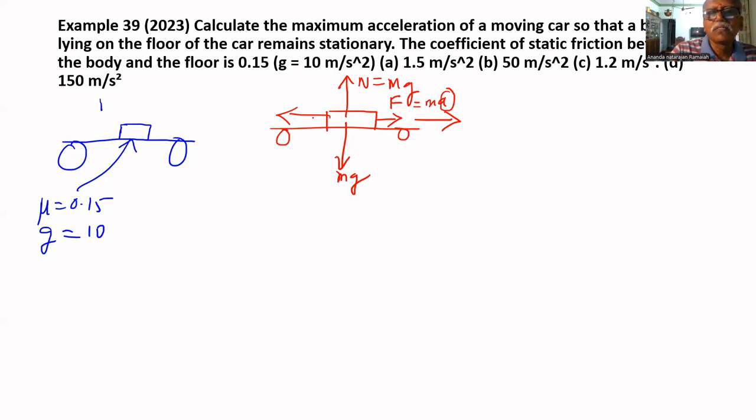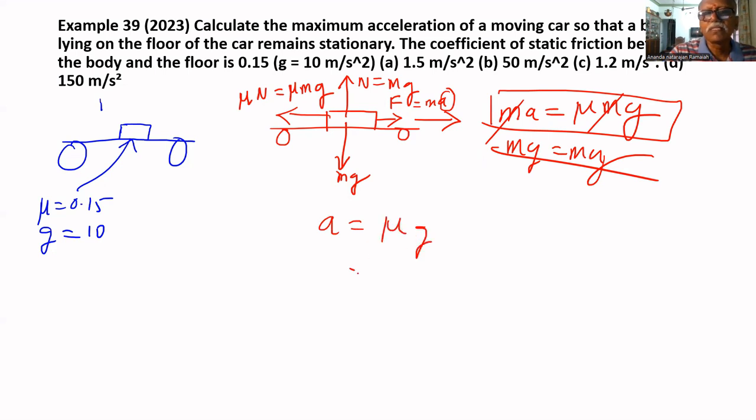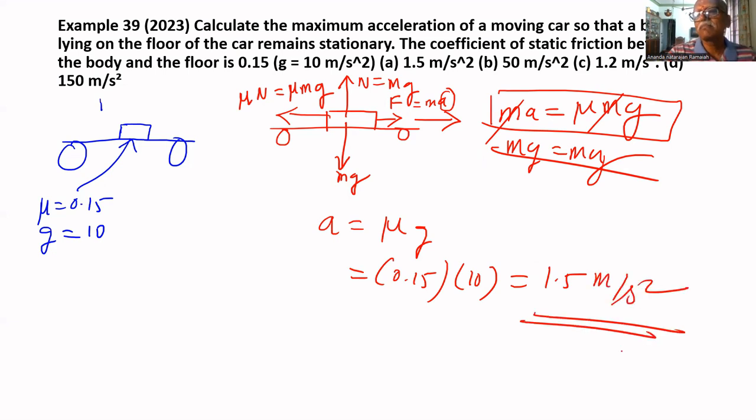We know that this frictional force is equal to mu multiplied by N. That is equal to mu mg. Therefore, ma equal to mu mg. We got the horizontal force if we resolve. Vertical forces, mg equal to mg, that is not required. But ma equal to mu mg we got. m getting cancelled. Therefore, a equal to mu g. That is mu equal to 0.15 multiplied by g equal to 10. Therefore, 1.5 meter per second square is the maximum acceleration.